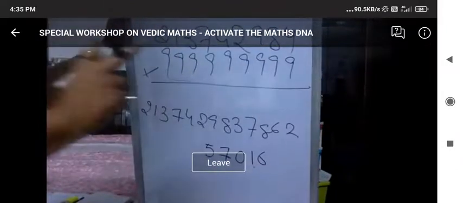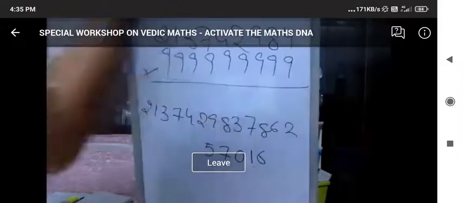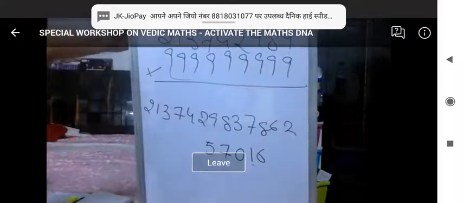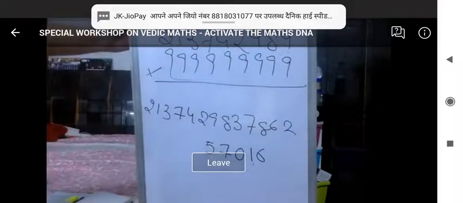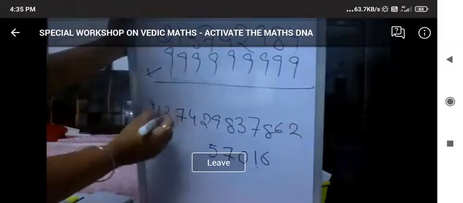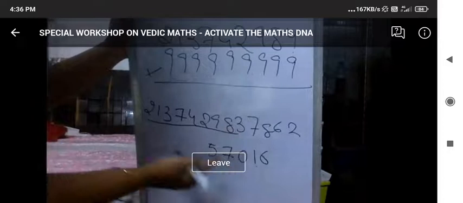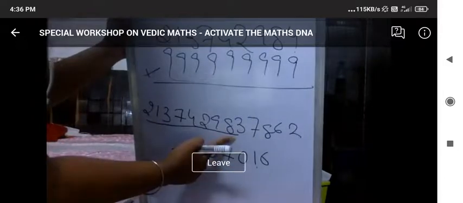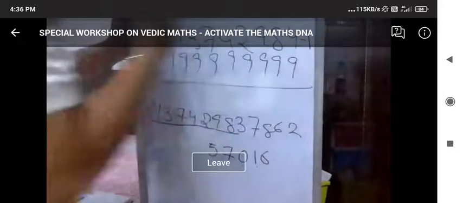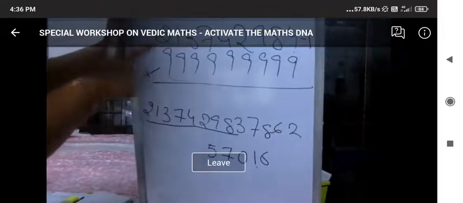Okay, my number was 21374298. That's my multiplicand to be multiplied by number of 9s here. So what I did, some of you would have noticed, I have written something here that is similar. Why is it similar? Because I've taken the predecessor of my multiplicand. I wrote it down here.